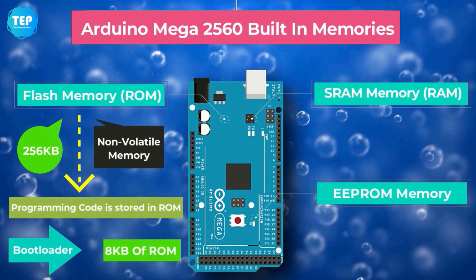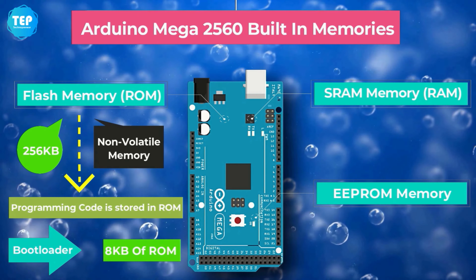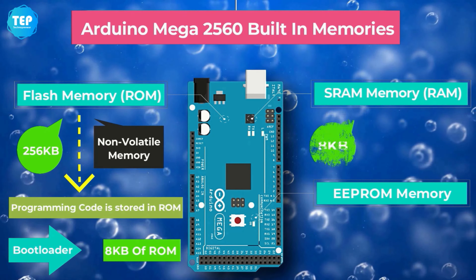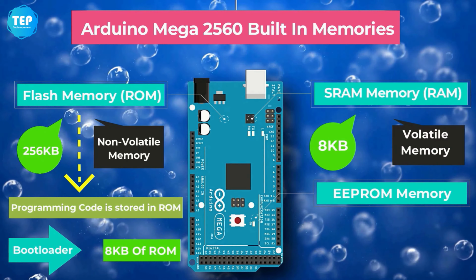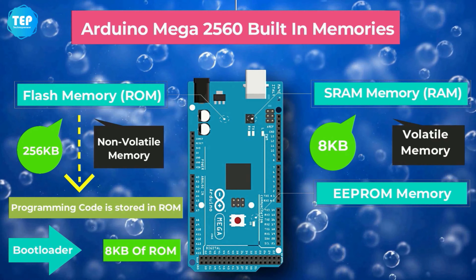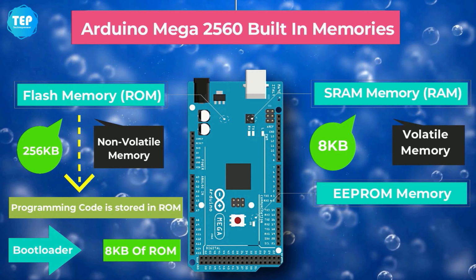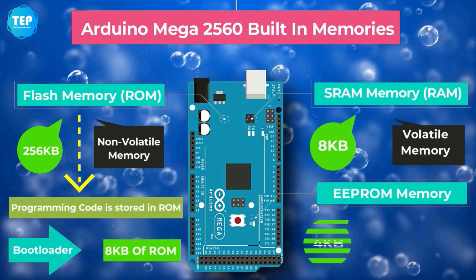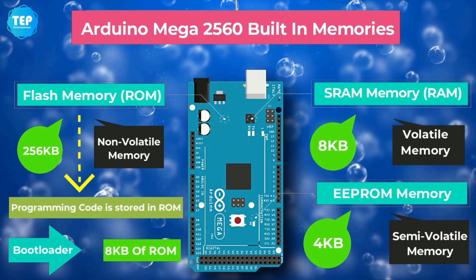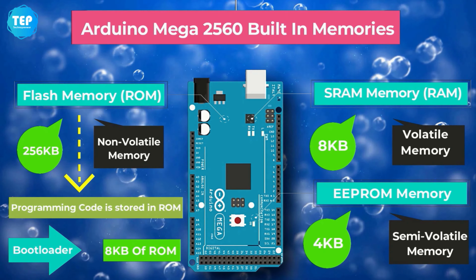Second one is SRAM memory, it's short for static random access memory, and usually called RAM memory. Arduino Mega has a RAM memory of 8 kilobytes. It's a volatile memory, so if we reset or restart the Mega board, RAM memory will get erased. This memory is used to store temporary data like variables. Third type is EEPROM memory. Arduino Mega has an EEPROM memory of 4 kilobytes. It's a semi-volatile memory and thus can be erased by programming but remains intact if power is lost.